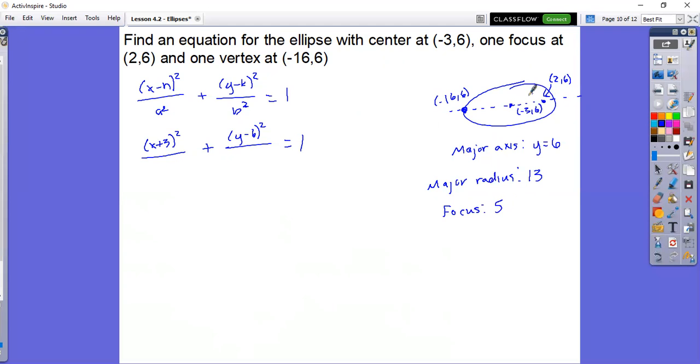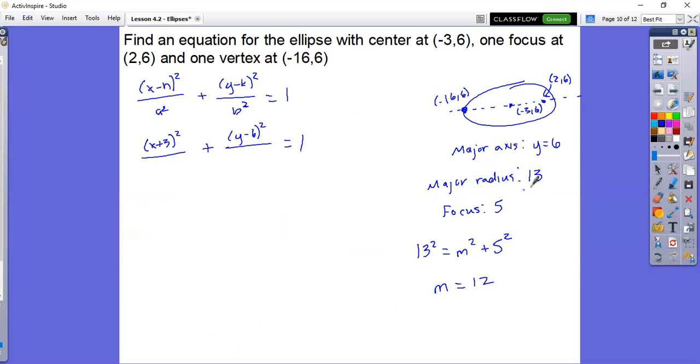So I would set up my equation: 13 squared equals minor radius squared plus the distance from the center to the focus squared, which is 5 squared. Again, we probably recognize this as a Pythagorean triple. So the minor radius is equal to 12.